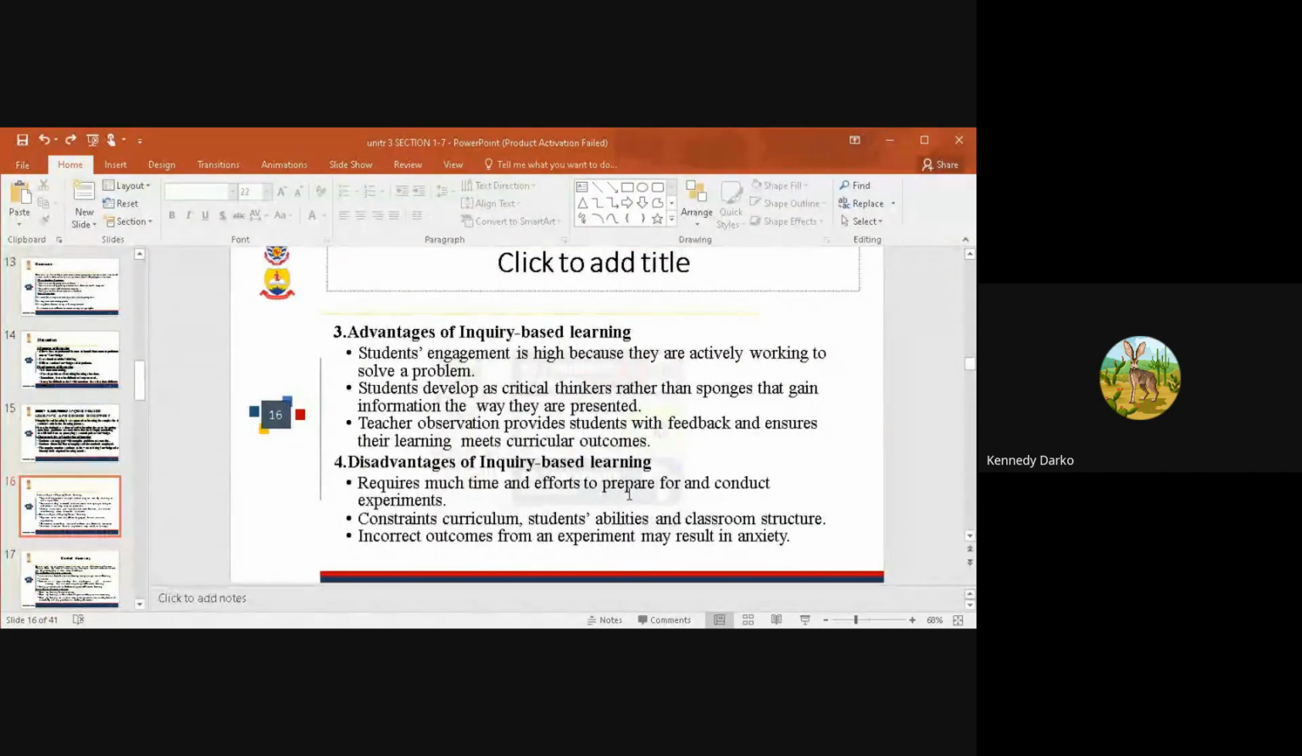Teachers' observation provides students with feedback and ensures their learning meets curricular outcomes. So the various curriculums, which we call the curricula, students' needs must be based on that. These days when you are teaching, they tell you that you should give the children a role play, give them an assignment to go and do research for themselves. The meaning is that once they do all those researches, the knowledge stays with them.